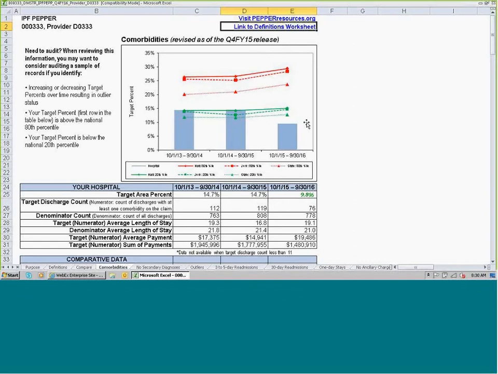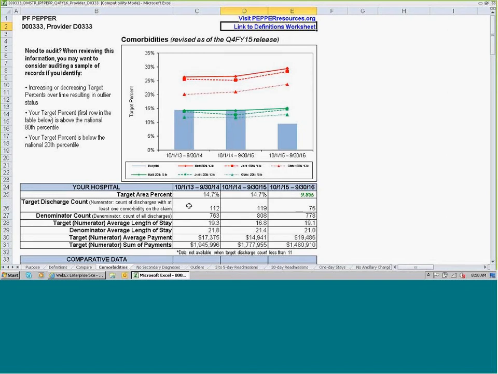So below the graph, we have the target area data table, which will show you, for the most recent 3 fiscal years, your target area percent. And your target area percent will be color-coded in green italics if you are at or below the national 20th percentile, as we are here. And it will be in red bold print if you are at or above the national 80th percentile.